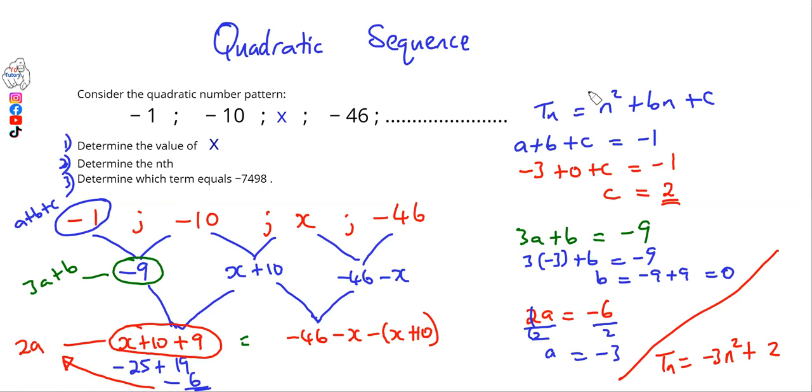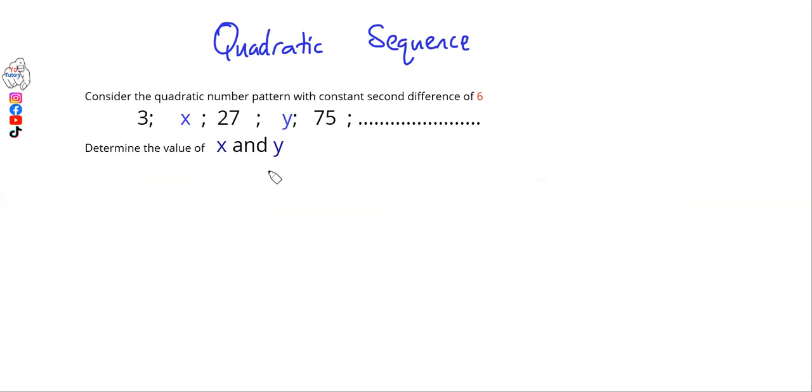Let me just put here, it's going to be an n squared. Okay, I made a mistake. I forgot to put the a there. So I think now we understand this concept. Let's look at this particular question again.